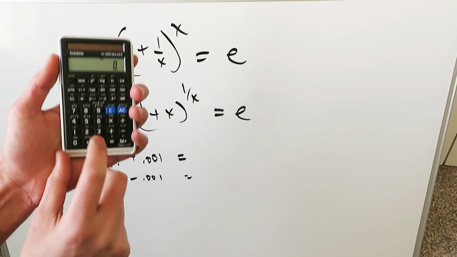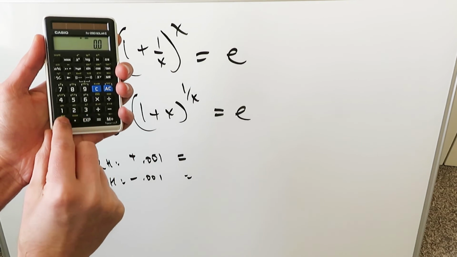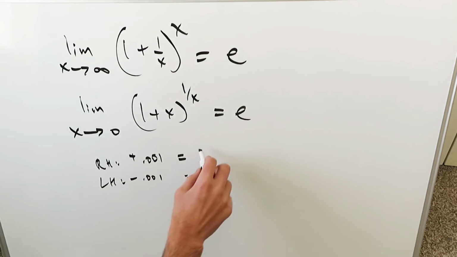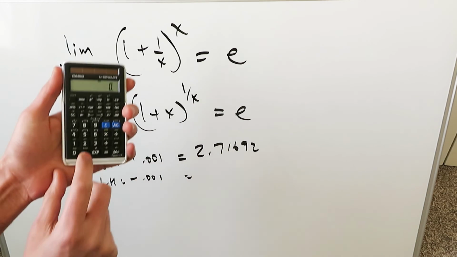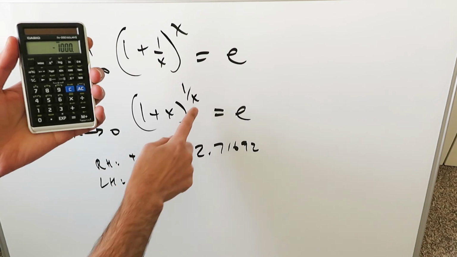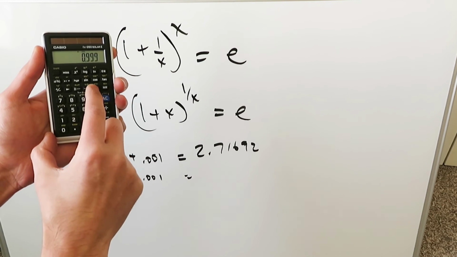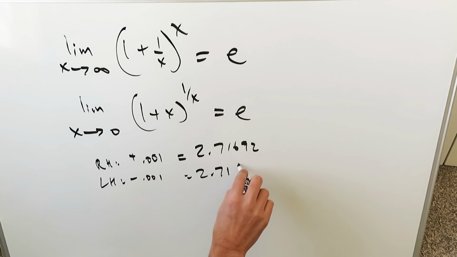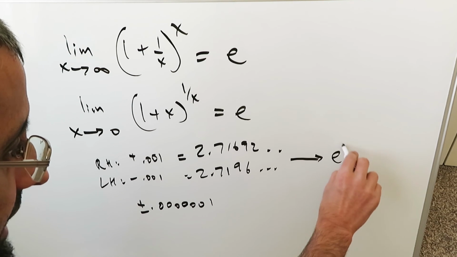Let's test this out. 0.001. I'm looking at the exponent 1 divided by 0.001, and I'll save it. Then I'll do 1 plus 0.001, with the exponent being that saved value, and I'm getting 2.71692. Let's see what happens from the left-hand side, minus 0.001. We'll do the exponent first, 1 divided by negative 0.001, and save it. Now 1 plus negative 0.001 to the power of that, and look what I get, 2.7196. As you start making these values closer and closer to 0, with more and more zeros, whether positive or negative, this value will become closer and closer to the value of e.